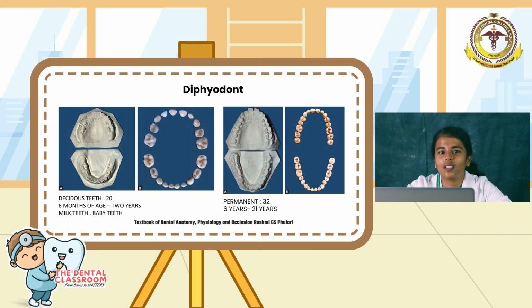Human dentition is also called diphyodont because there are two sets of dentition. The first is called primary dentition, which is replaced by the second set, called permanent dentition. In primary dentition, there are 20 teeth in total, also called milk teeth or baby teeth. These teeth erupt into the oral cavity from 6 months until 3 years of age. For permanent dentition, 28 teeth erupt from 6 years till 13 years of age, and the remaining 4 teeth erupt from 18 to 23 years, which are called wisdom teeth.